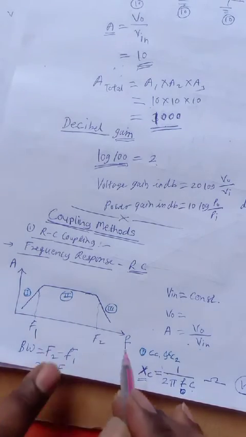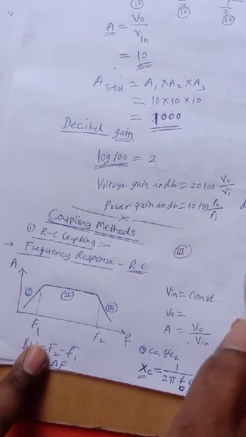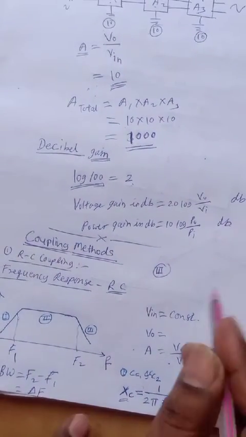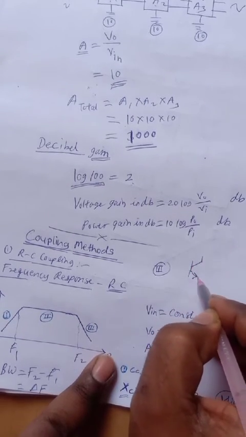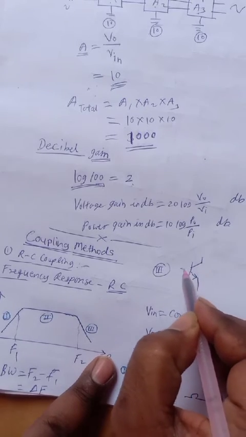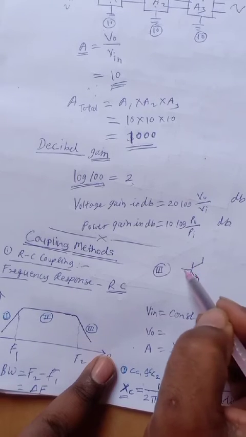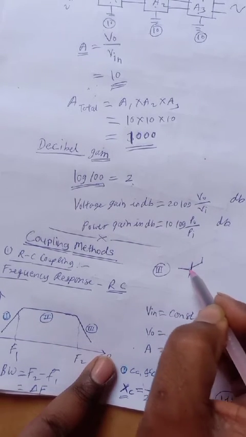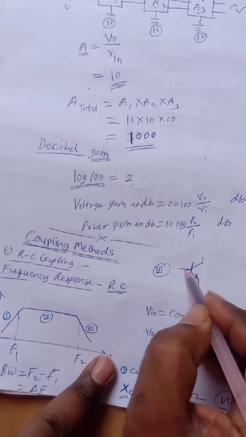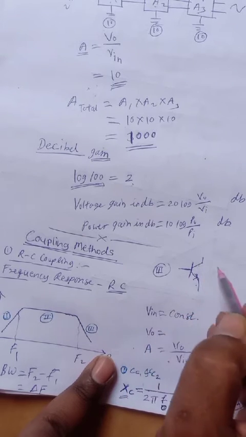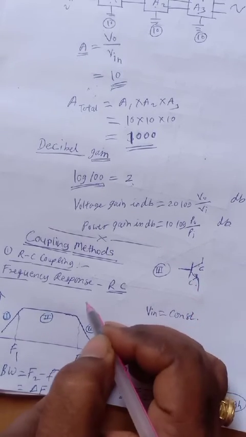Then let us consider the third part. At the third part, why is the gain decreasing again? For that purpose you have to consider these capacitors. The transistor has two PN junctions, base to collector and base to emitter, and these act like capacitors. So here is one capacitor, here is another capacitor.